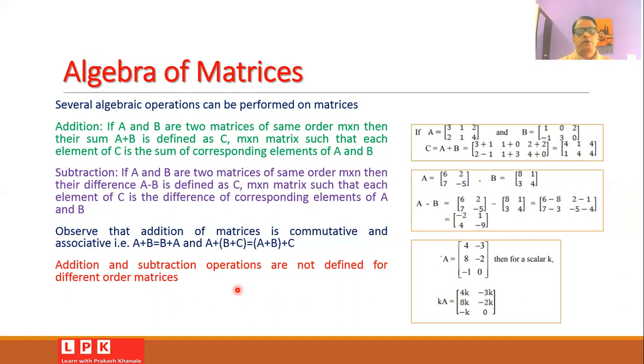Addition and subtraction operations are not defined for matrices of different order. So whenever you want to add two matrices or subtract two matrices, it is necessary that their order must be the same.